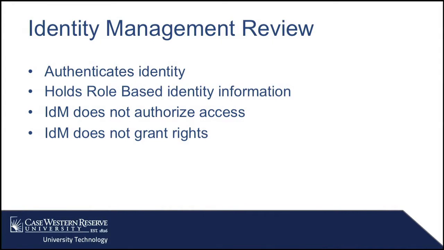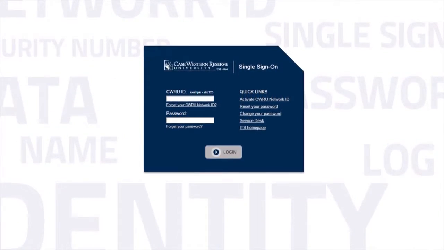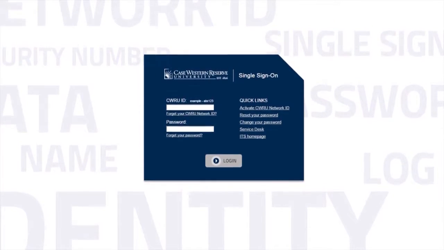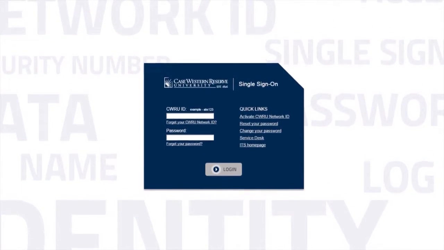So just a reminder that identity management is authenticating identity. It validates that you are who you say you are when you log into the systems, and it keeps track of your roles in the university, right, Ed? That's right. The identity management system holds all the information about who you are, what you do at the university, and combines all that together to allow systems to decide whether or not you should have access to a given service.